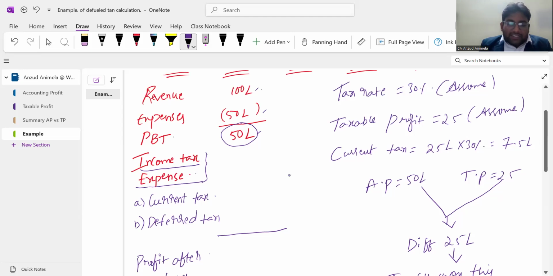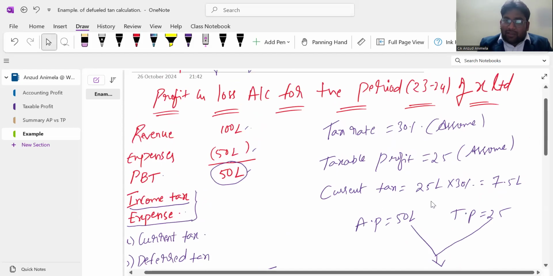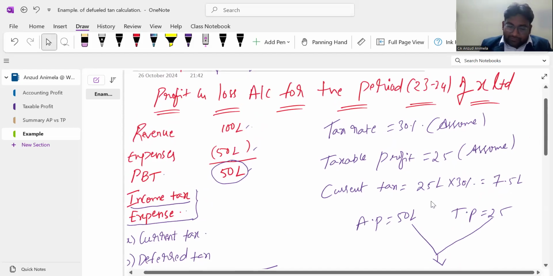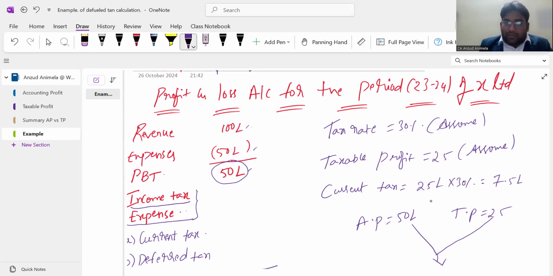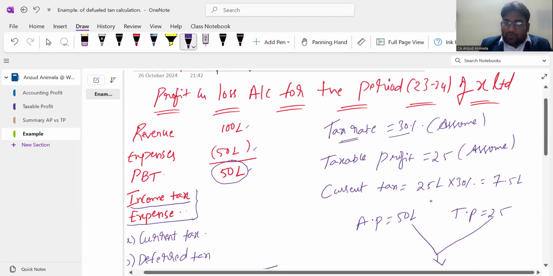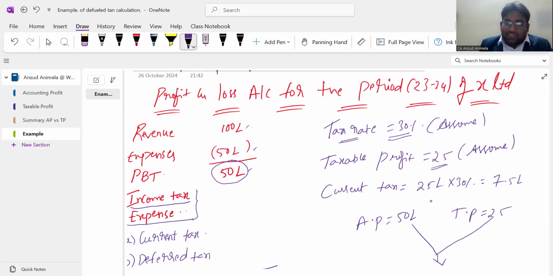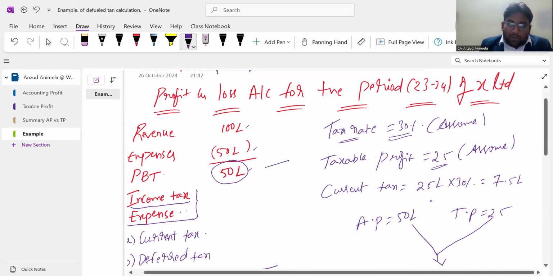Now let's calculate the current taxes. Current taxes means the taxes for the particular year which need to be paid to the income tax department. For that, what do you need? You need the tax rate. Let us assume the tax rate applicable for X Limited is 30%, and the taxable profit. We have already seen the need for taxable profit is for the purpose of tax calculation. This 50 lakh will not be useful, unfortunately, for tax payment.